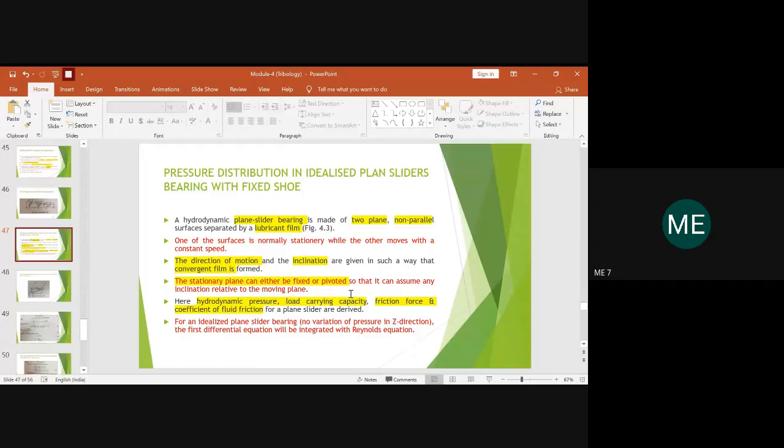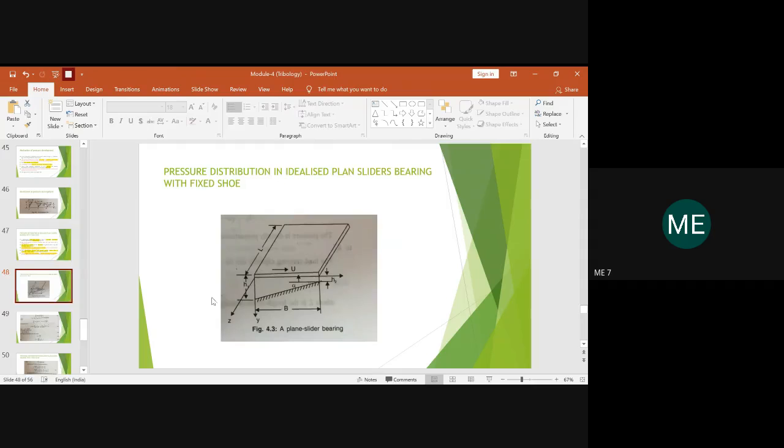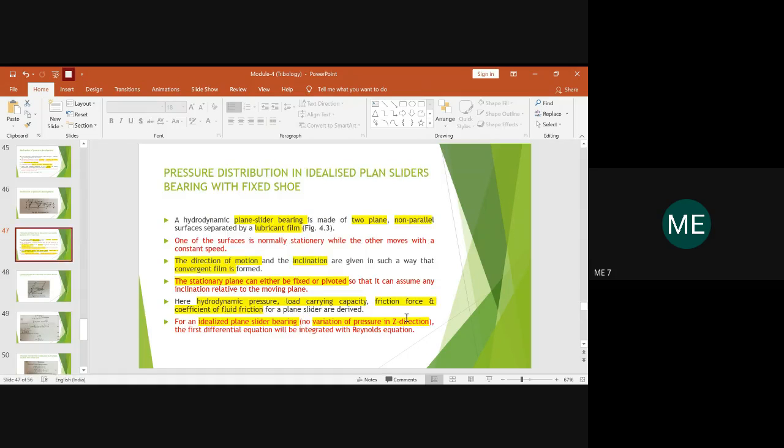Before going for the derivation, one more thing you have to assume here is that for all idealized plane slider bearings, no variation of pressure will be assumed in the direction Z. This is one more assumption you take. This is the Z direction, so no variation in the pressure will come across in this direction. This is the assumption which has been made, and that has to be considered.